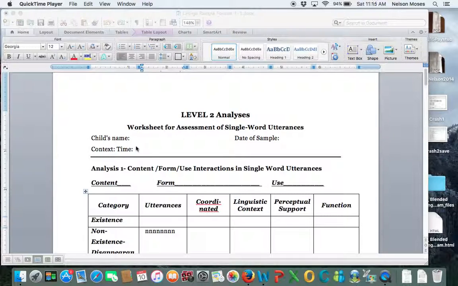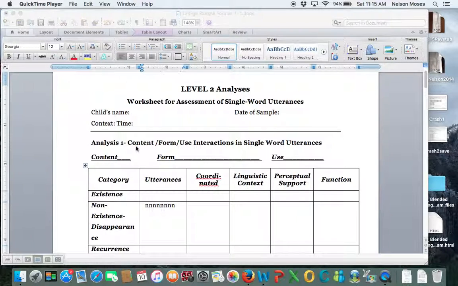Let's go through the analysis sheets for level 2, 3, and 4. This is only going to be a voiced presentation. I'm not bothering with video. I am going to simply explain to you how to transfer your utterances from your spontaneous language sample with a typically developing child.